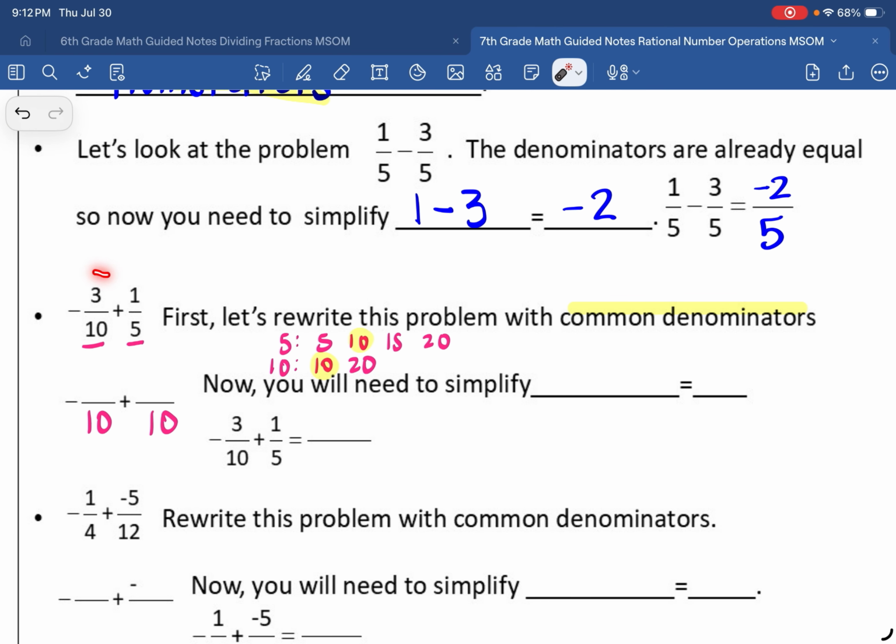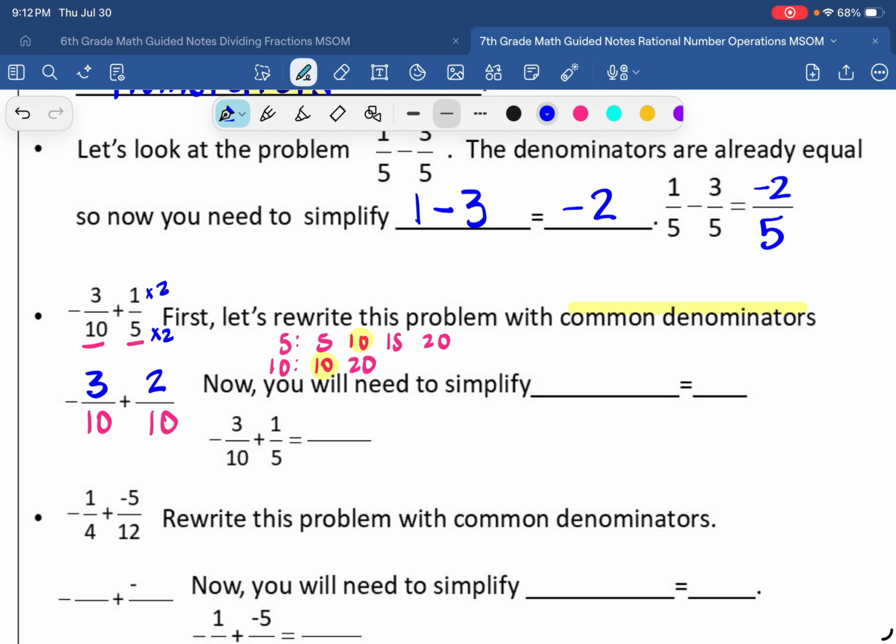This already has a denominator of 10, so that can stay as -3/10. This number right here does not have a denominator of 10. 5 times 2 is 10, so 1 times 2 is 2. So now my problem says -3/10 plus 2/10. Now that my denominators are equal, I need to simplify the numerators. So -3 plus 2 equals -1. Therefore, -3/10 plus 1/5 is -1/10.